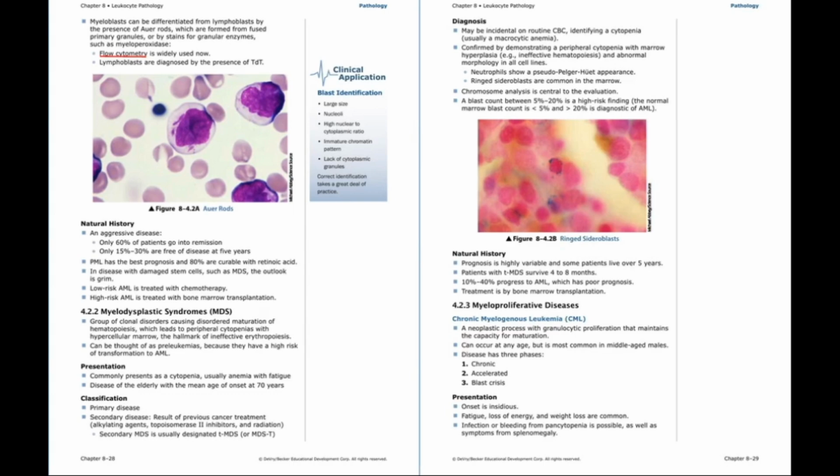Figure 8-4.2a is a very important figure for the test. It shows us two things that a student has to take into the exam. The most important are the crystals seen in the cytoplasm. These represent our rods and are pathognomonic of an acute myelogenous blast. The other is to recognize the general principles of blast identification.